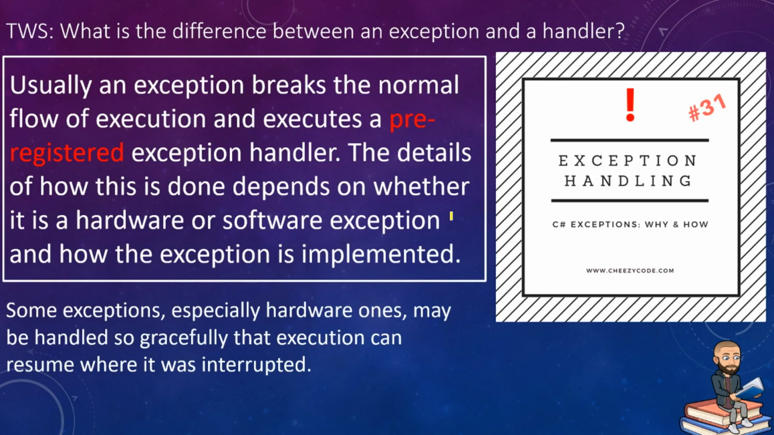Now let's break the semantics down a little bit more. What is the difference between an exception and an exception handler? Usually, an exception breaks the normal flow of execution, and then it executes this pre-registered exception handler. The details of how this is done depend on whether, again, we're talking about hardware or software, and also how that exception is implemented in either that hardware or software. And it's also possible that some exceptions, especially hardware ones, may be handled so gracefully that execution can resume where it was interrupted, so actually nothing stops at all.